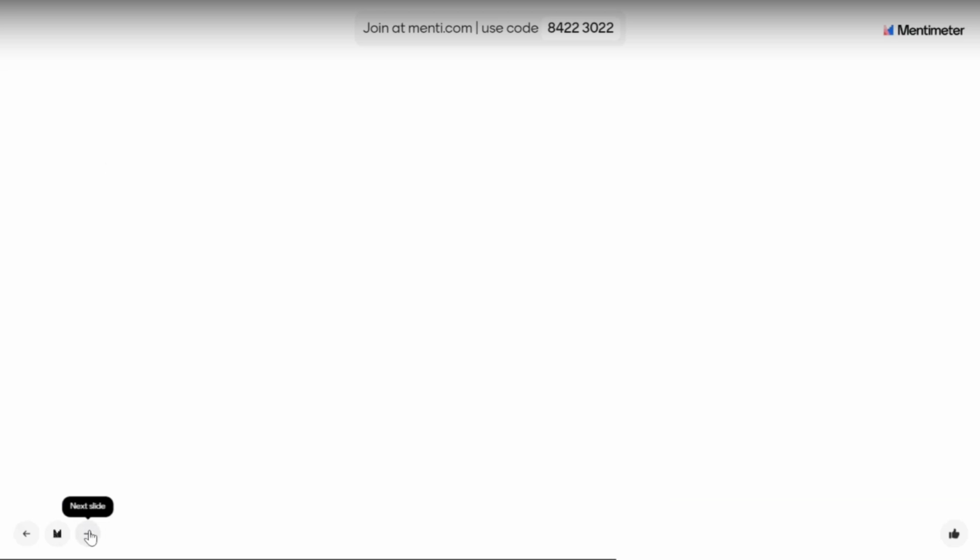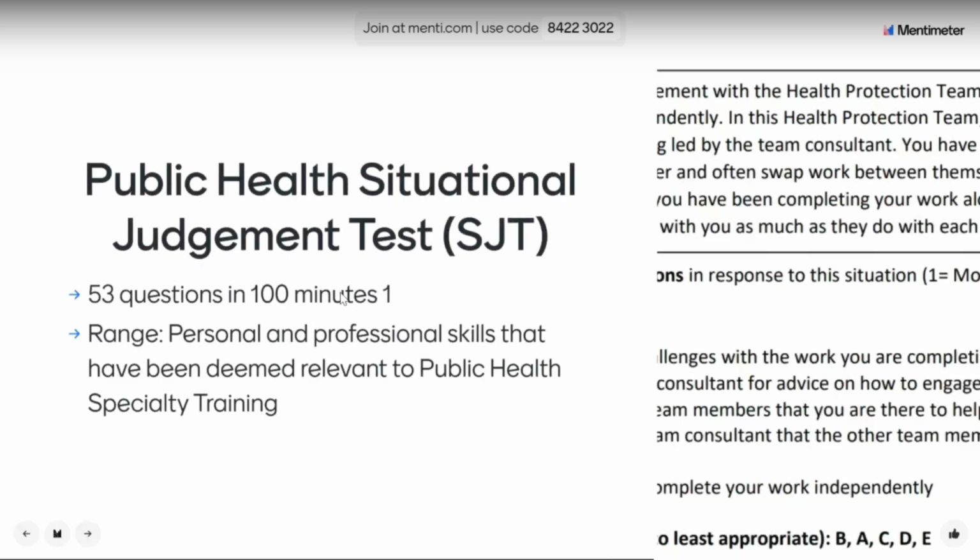And then the last part of the psychometric test is the public health situational judgment. You have 53 questions over 100 minutes, and the questions would just assess your skills, how you're going to react in different public health situations, at work, on the field. Again, if you go on the Mentimeter, you'll be able to see the sample question there, and at the end, I'm going to share links where you can see more questions and what you can use to practice.